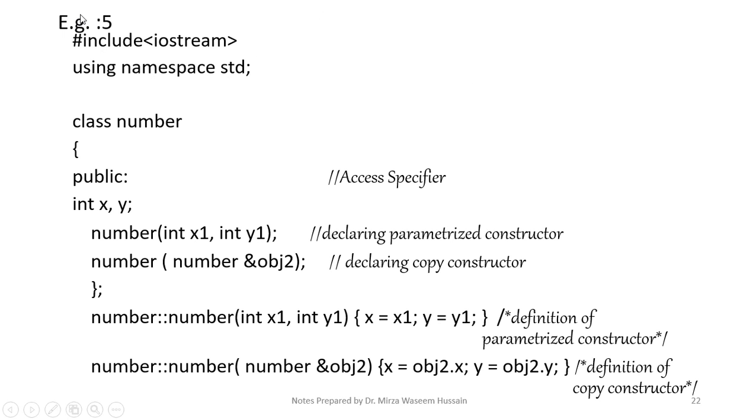This will be clear from example 5. #include <iostream.h>, using namespace. Here we are specifying the class name as Number. Public access specifier, int x, y: we are specifying two integer variables. Here we are declaring a parameterized constructor with the name Number, with two arguments x1 and y1. Here we are declaring the copy constructor. You see the difference: we are passing the object obj2 to this constructor.